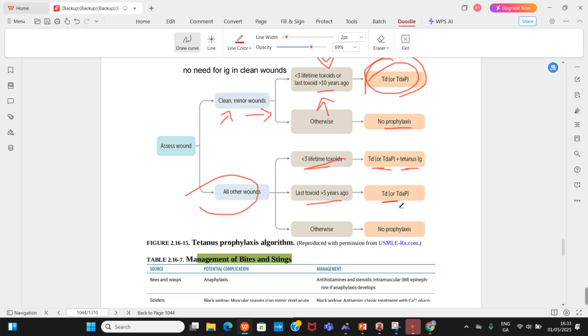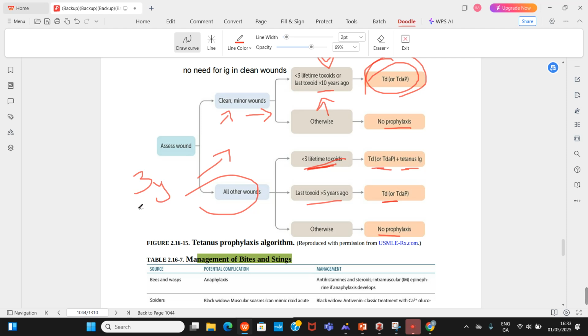But if they meet the 2 things, they have taken the 3 lifetime toxoid, and the last booster toxoid was less than 5 years ago, then you don't need to give them any prophylaxis. So remember the rule of 5 for dirty wound. You are looking at 3 doses. Is it completed? Have you taken the 3 times booster? Yes, okay.